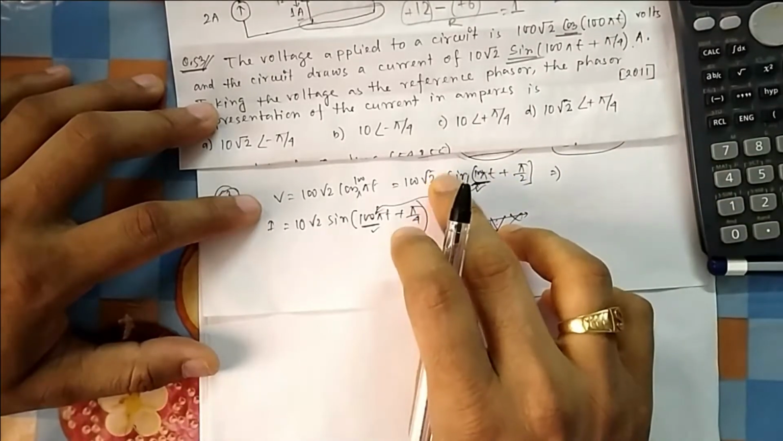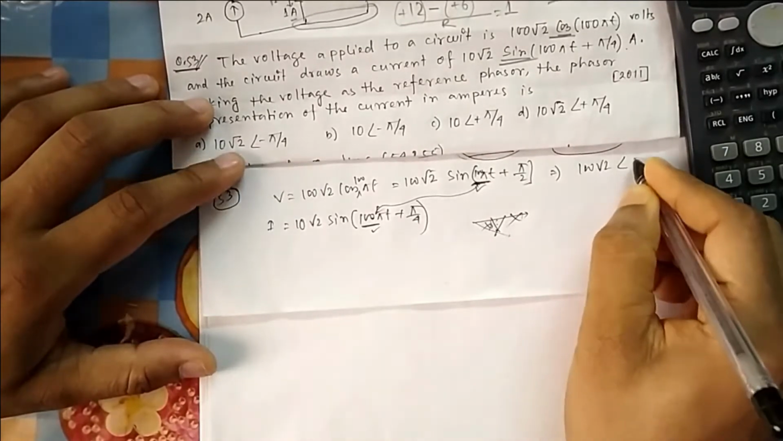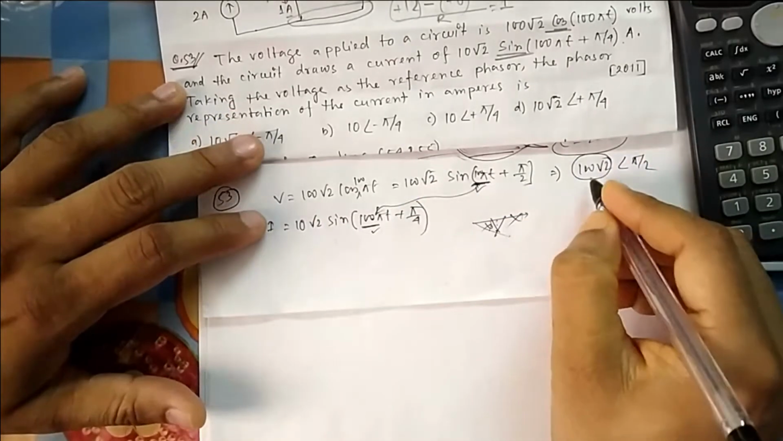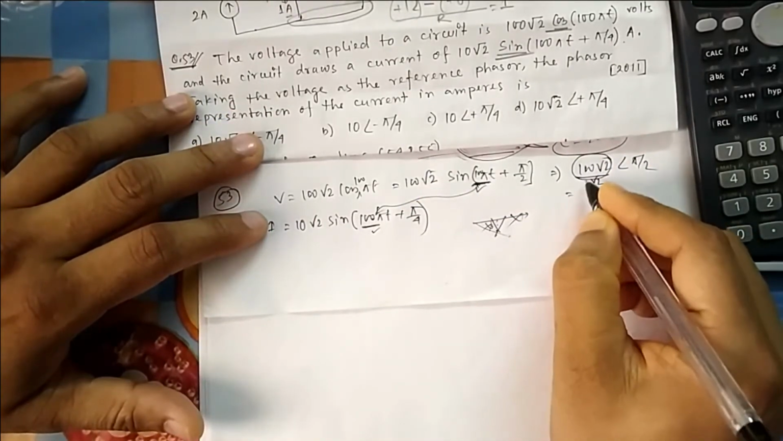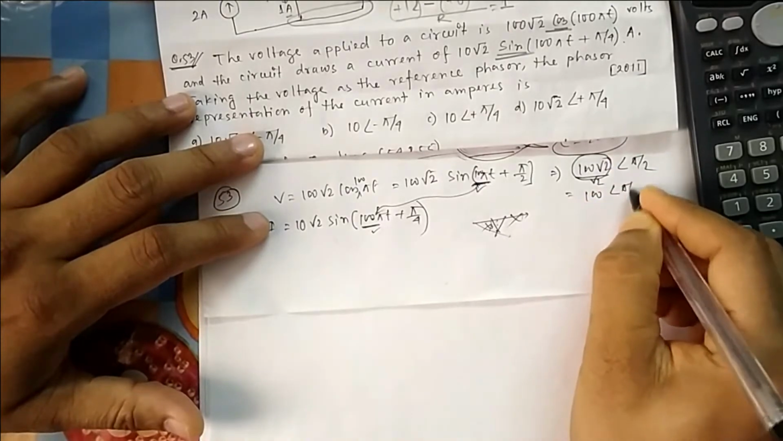Now what is the phasor value of this one? You may say it is 100 root 2 angle pi by 2, but this is not correct, because a phasor always represents the RMS value, not the peak value. This is a very common misconception. If you go by the peak value, then it is wrong.